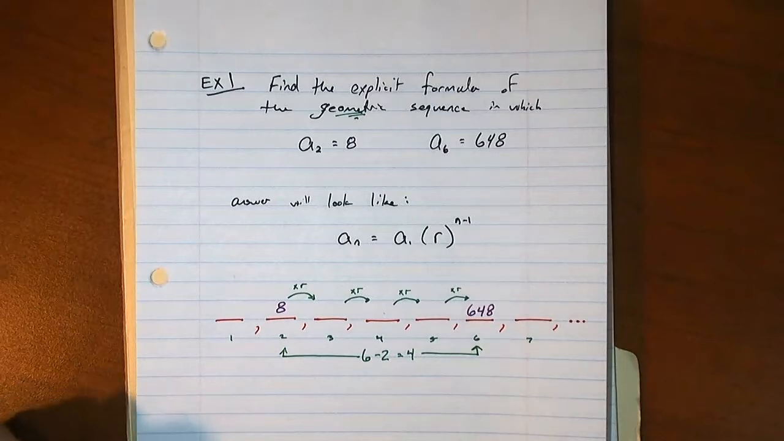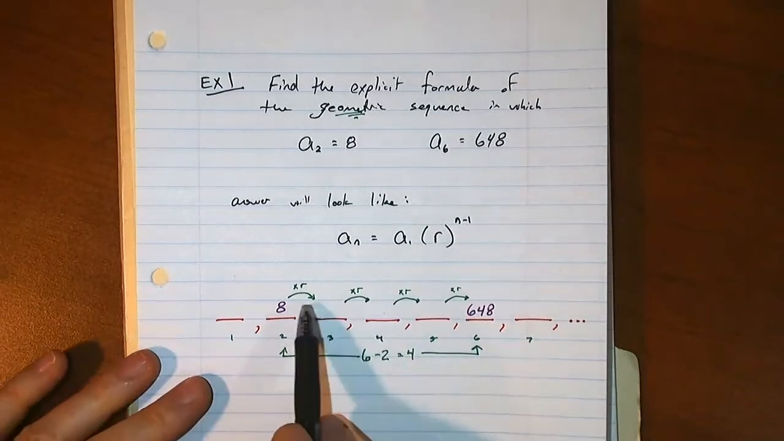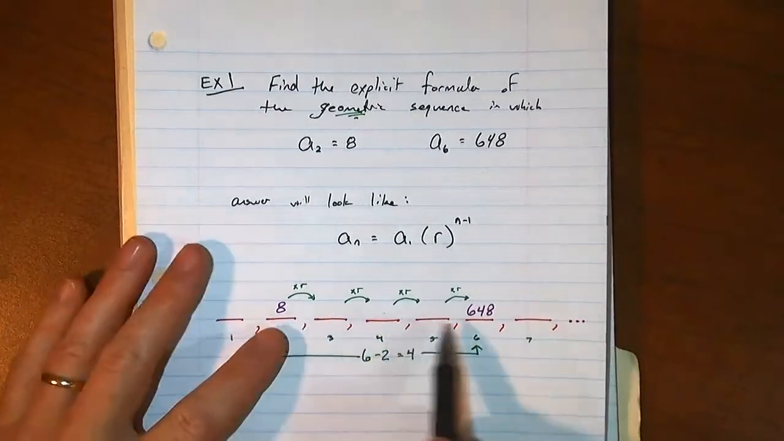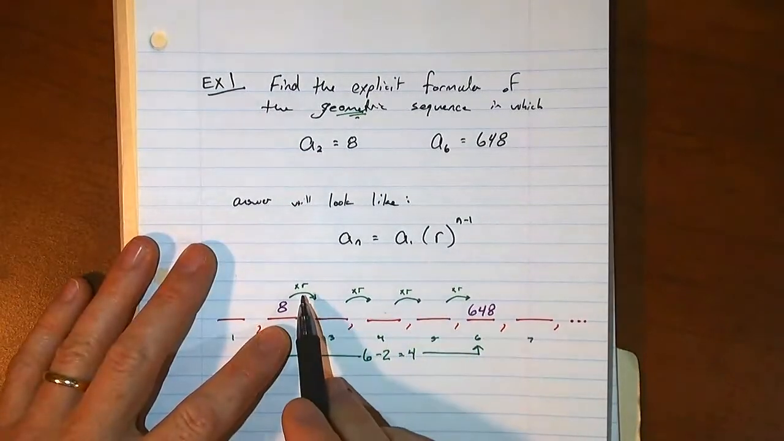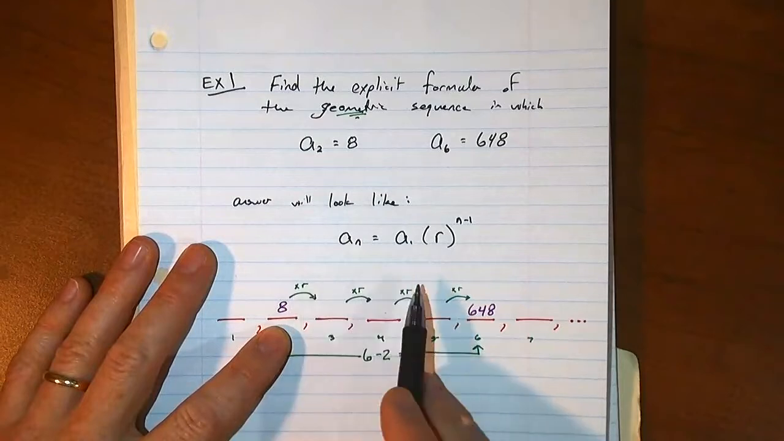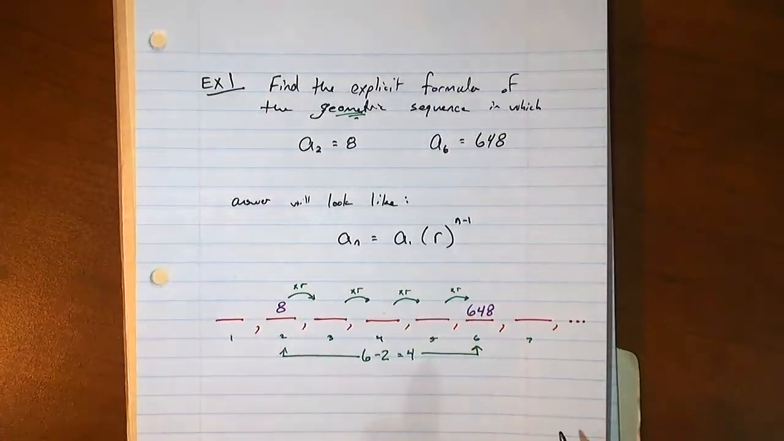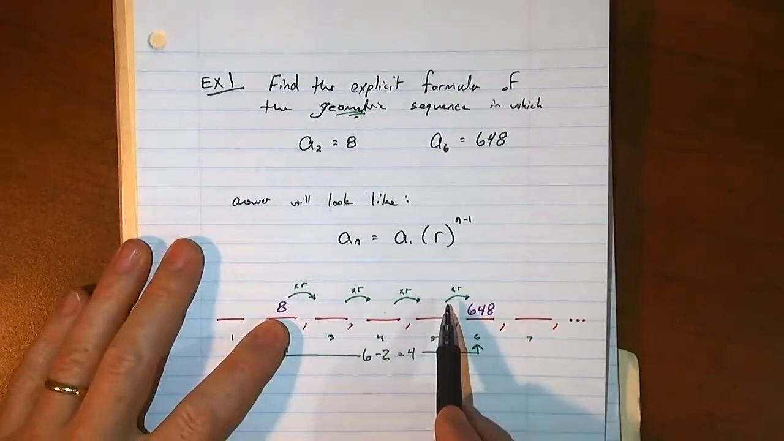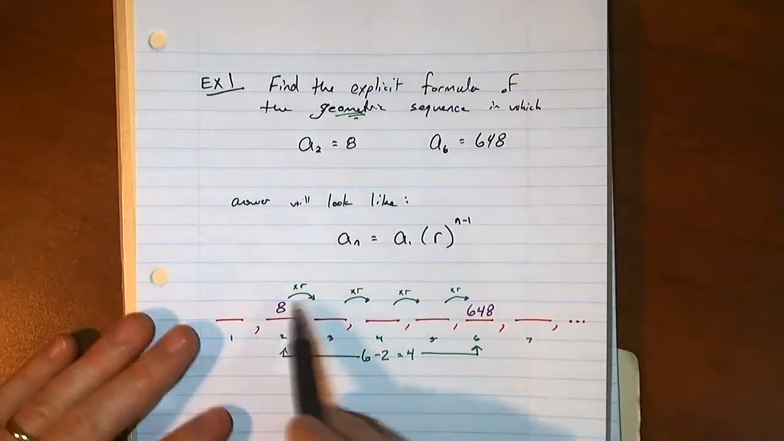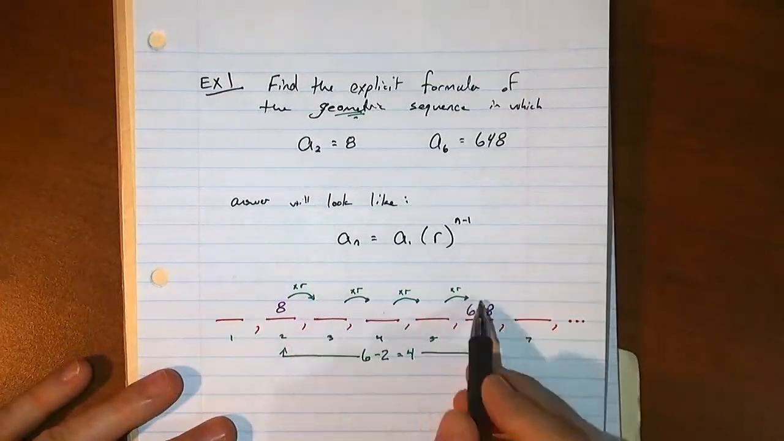Now, for the next piece, I need to figure out what's the value of R. Well, if you remember what we did with arithmetic was we could just divide, right? If you add something over and over again, you divide by how many times you add it. Well, with multiplying like this, I can't divide. I've got to take it one step up. So I'm going to have to use a radical, right?